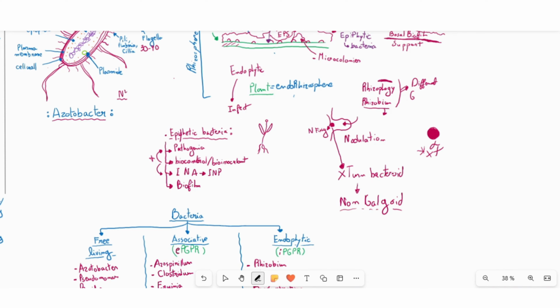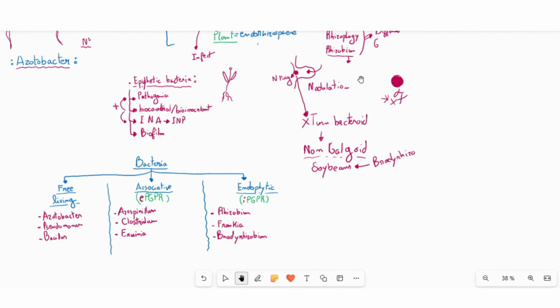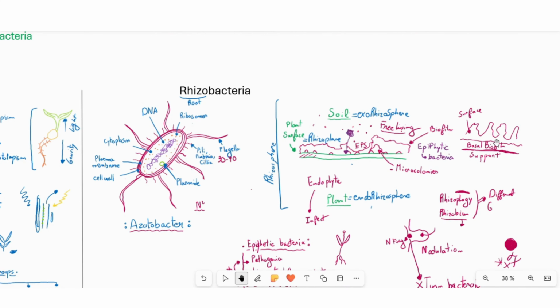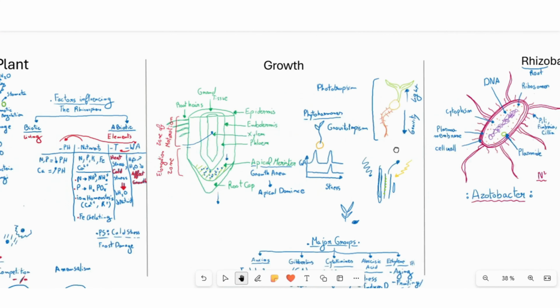What's really interesting is that some bacteria, once they infect, they don't differentiate into bacteroids. And an example of a non-galegoid legume is soybean. So that's also interesting. One of the examples of bacteria, we have Bradyrhizobium. So yeah, I think this is a really interesting fact. If this is not that interesting, then you should just ignore this. I just found this really interesting, but yeah, I think this should be it.